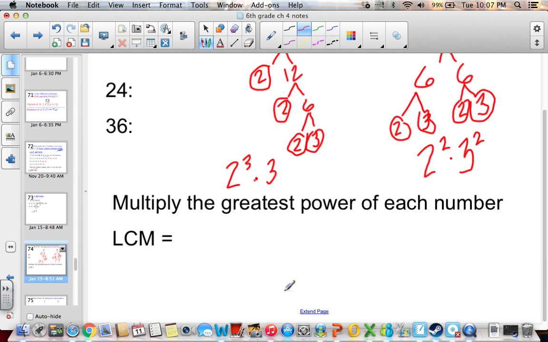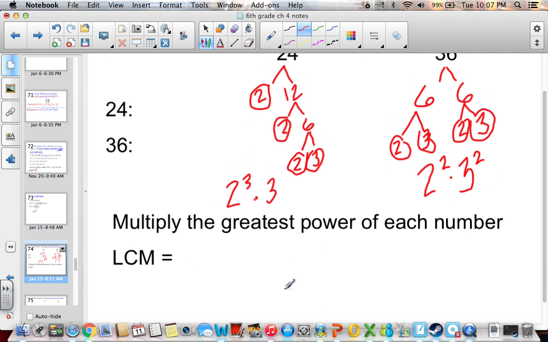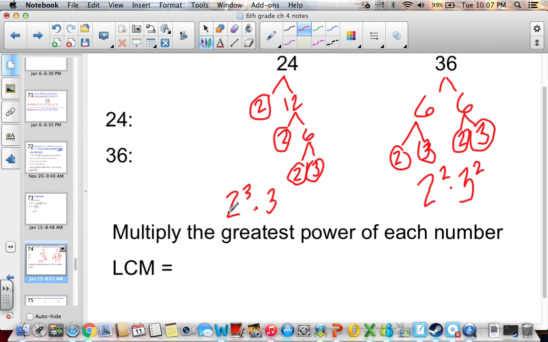So each of our numbers have a prime factor of 2. This one is 2 cubed and this one is 2 squared. The greatest power, we would take this 2 cubed, and then they each have a 3. But this one is higher because it's a 3 squared. So we're taking this one because it's higher, and we're taking this one because it's higher, the 3 squared.